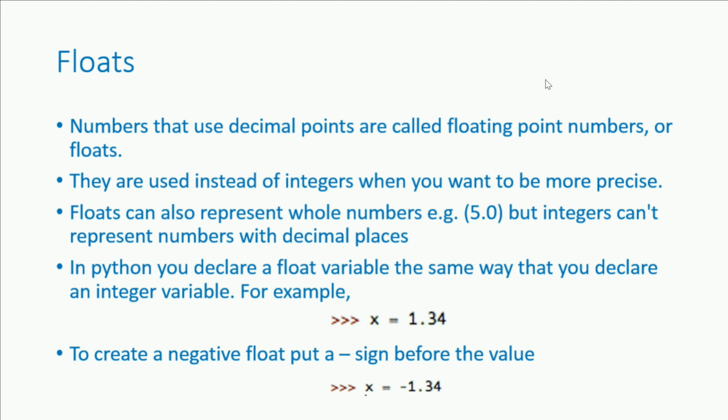In Python, you declare a float variable the same way you declare an integer variable. For example, as you can see here, we've got x equals 1.34. To create a negative float, just put a negative sign before the value and you're done.